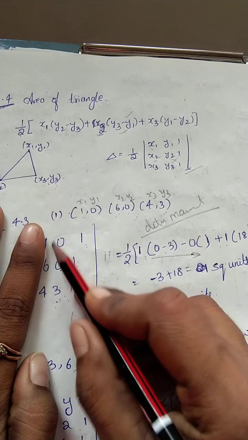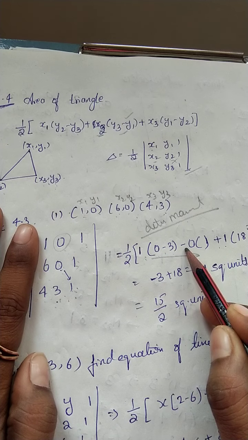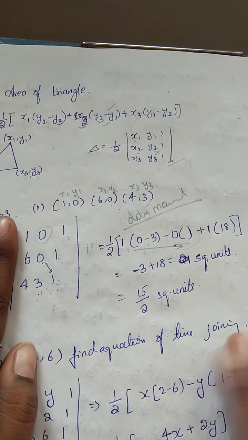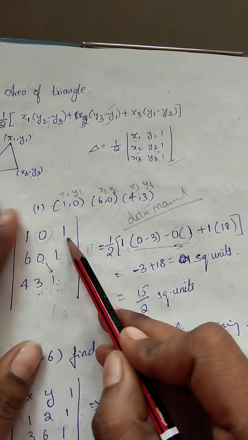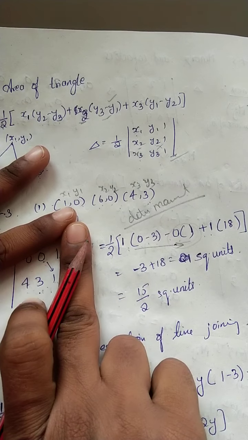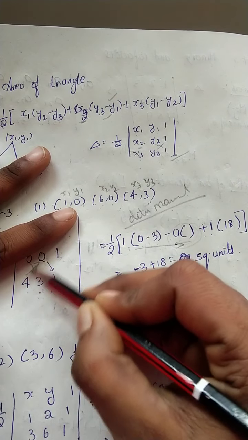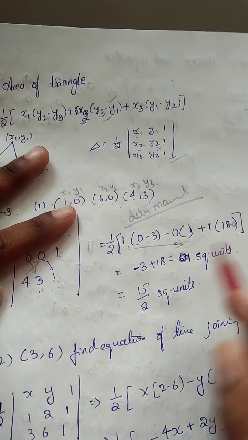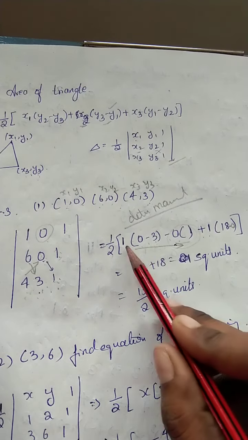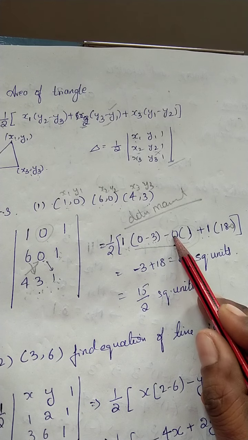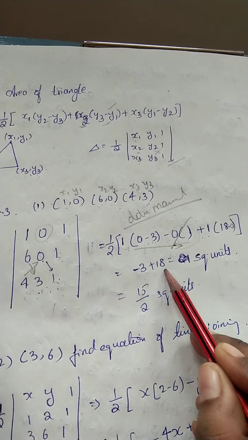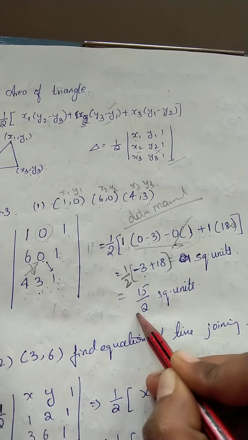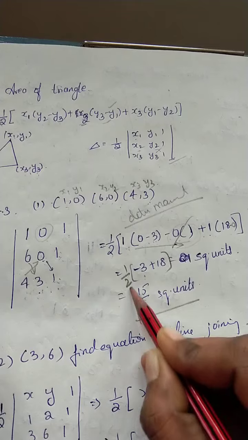Then minus the center value with the negative sign, 0 into anything will be 0, so I'm not calculating that one. And the last value is 1, we are eliminating that column. 6 3s are 18, 4 0s are 0. Now 1 into minus 3, this will be 0 and 18. So 18 minus 3 is 15, and by 2 is our formula. So this is how you can calculate.